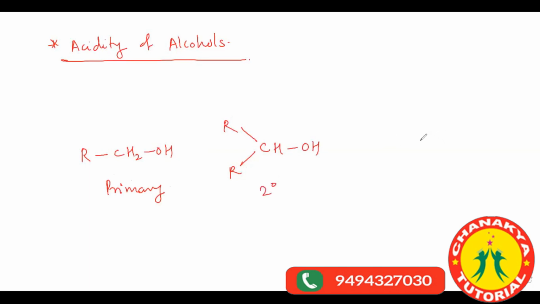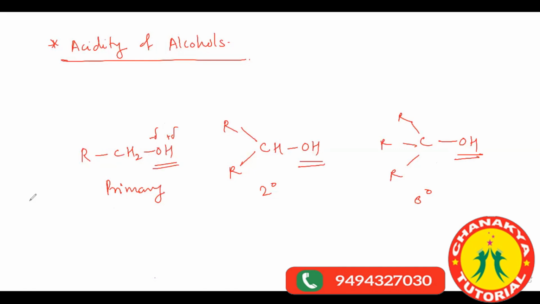And another one would be your carbon with three alkyl groups R, R, and R attached to your OH. This will be your tertiary alcohol, correct? Now in this, what is given? The acidic character of alcohol is due to the polar nature of the OH bond. This bond has a polar nature. Why? Because electron density is towards the oxygen and less towards the hydrogen, and hence it becomes polar.